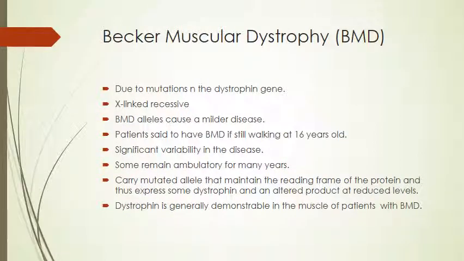Becker muscular dystrophy, BMD, is due to mutations in the dystrophin gene, and you can generally find dystrophin demonstrable in the muscles of patients with this disorder. It is X-linked recessive, and the BMD alleles cause a much milder disease. In fact, patients are said to have BMD if they're still walking at the age of 16. There's significant variability in the disease, and many of the patients remain ambulatory for many years. The mutated allele that causes this disorder can maintain the reading frame of the protein and thus express some dystrophin, an altered product at reduced levels.